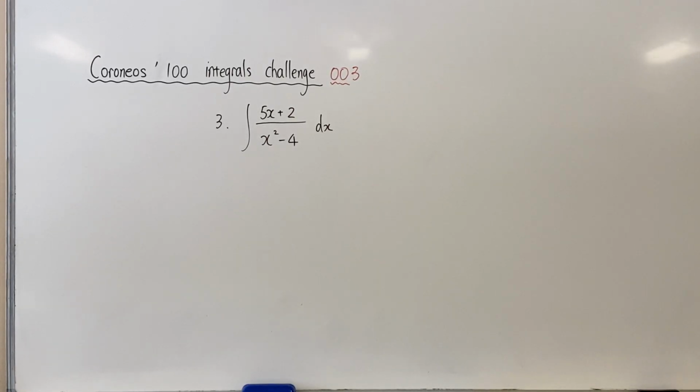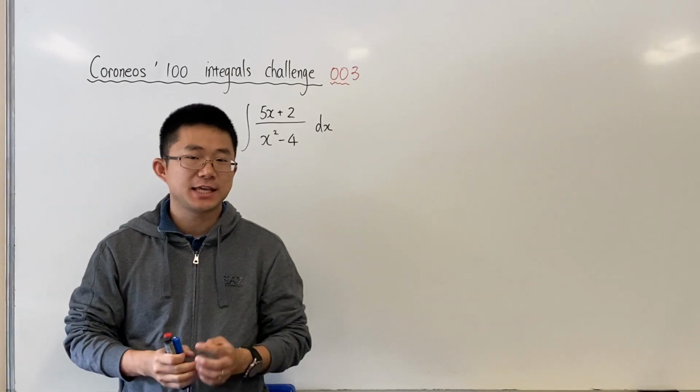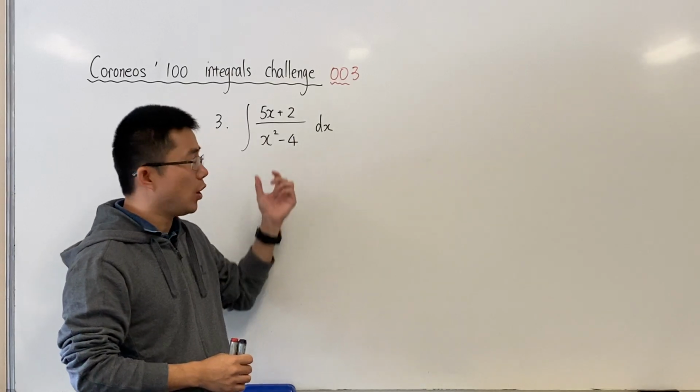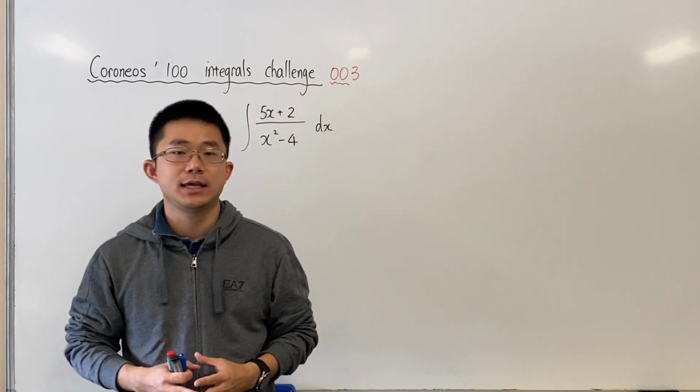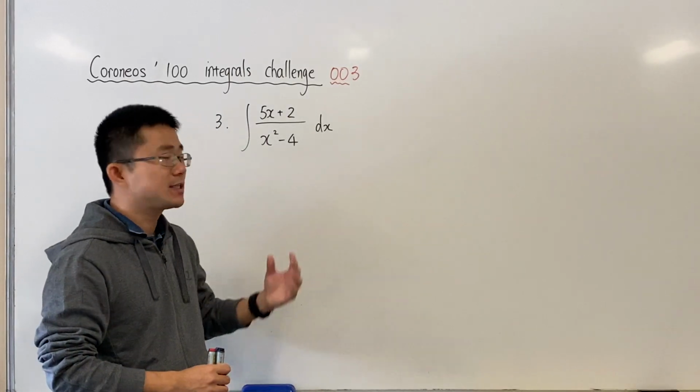Okay guys, this is question number 3. Okay, how do we solve this integration question here? Now I've got a fraction here, and if you look at the denominator, the derivative of the denominator is 2x. We don't have 2x on the top, all right? We've got 5x plus 2.